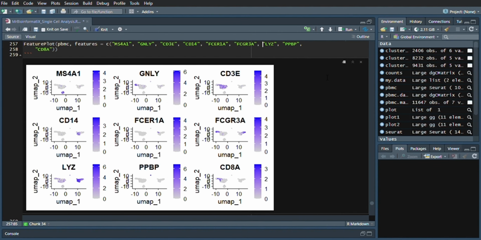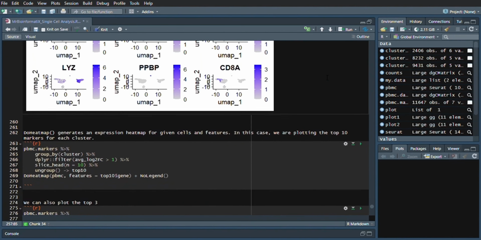Now let's visualize the top differentially expressed genes for each cluster using a heat map. This step helps us identify which genes are most highly expressed in each cluster and compare their expression patterns across clusters.